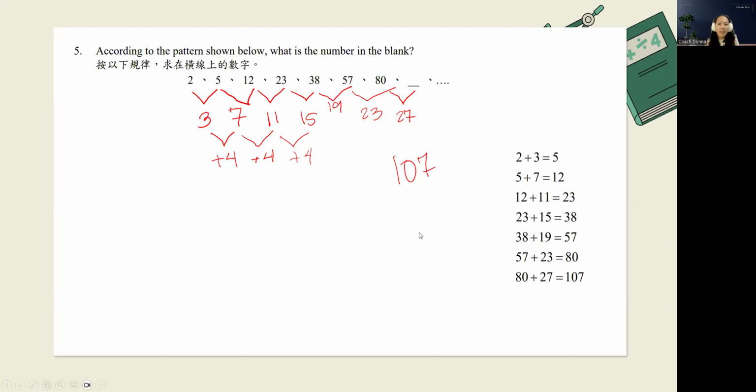Here on the right side of our screen, you can also see a different way to do it. All right. So 2 plus 3 is 5. 5 plus 7 is 12. Okay, the 12 right there in the sequence, add it by 11, and so on. All right. So that's it for number 5. Let's have number 6.